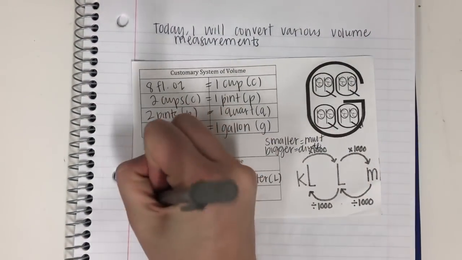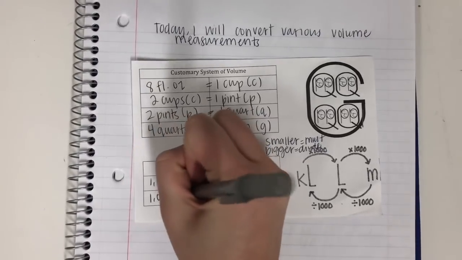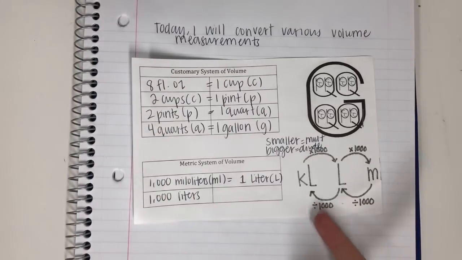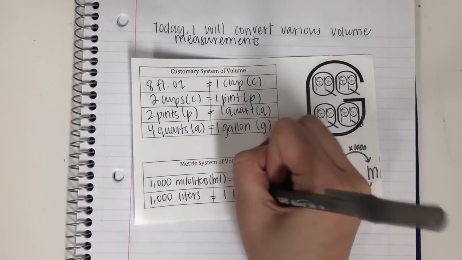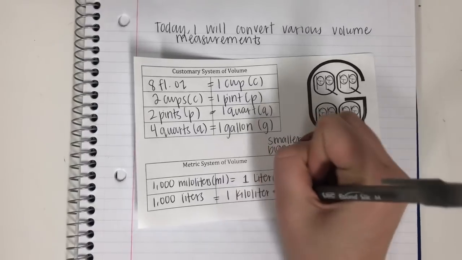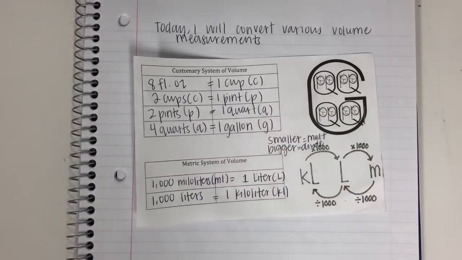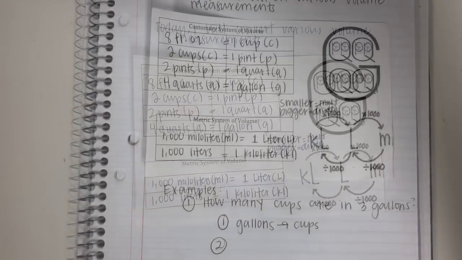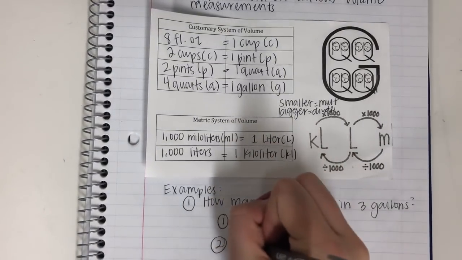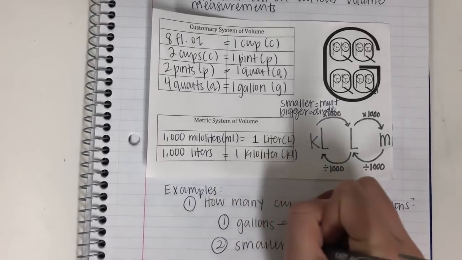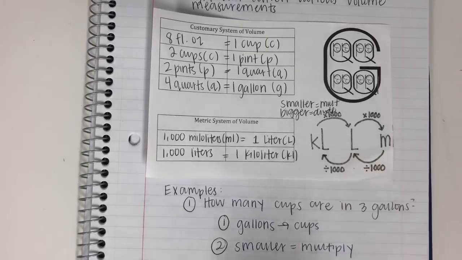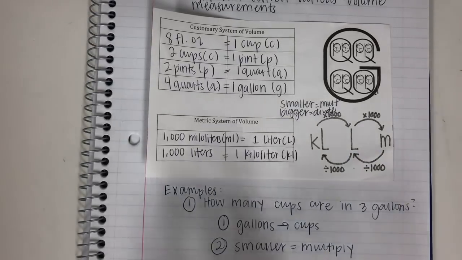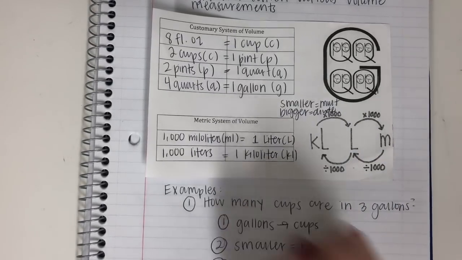Now, in 1,000 liters, we have 1 kiloliter, or KL. Okay, so we're going smaller, so that means we're going to multiply. So smaller equals multiply. And then our final step is to multiply.